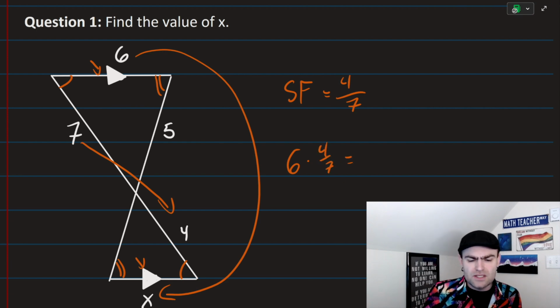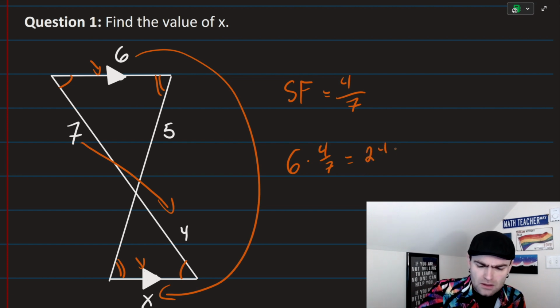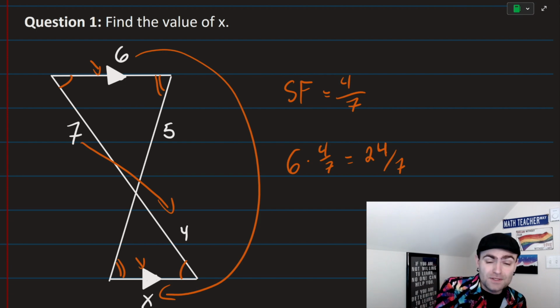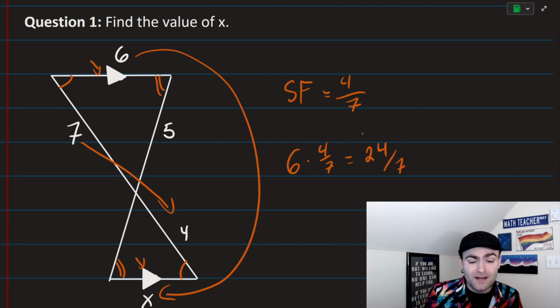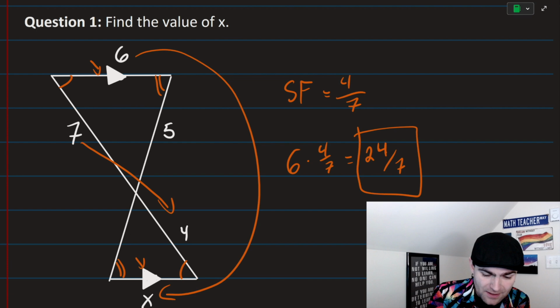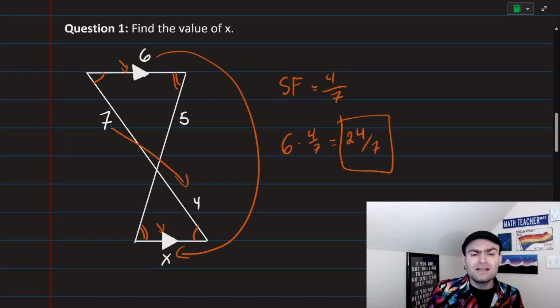So 6, because it corresponds to the x, times the scale factor of 4/7. 6 times 4 is 24/7. And that is irreducible because 24 and 7 have no common factors, so we're going to leave that as our answer. So not too bad.